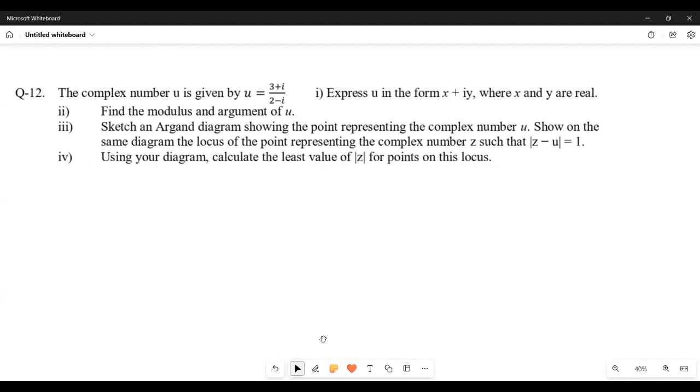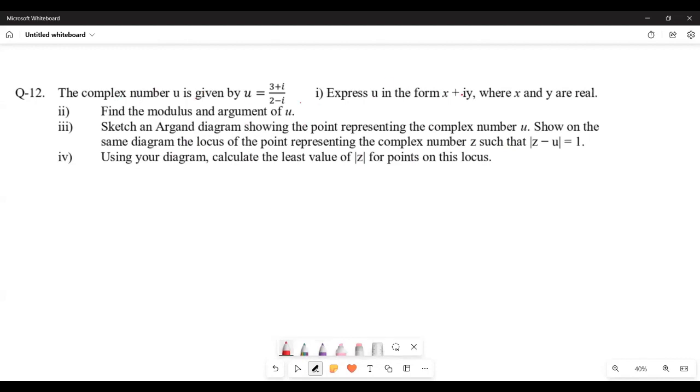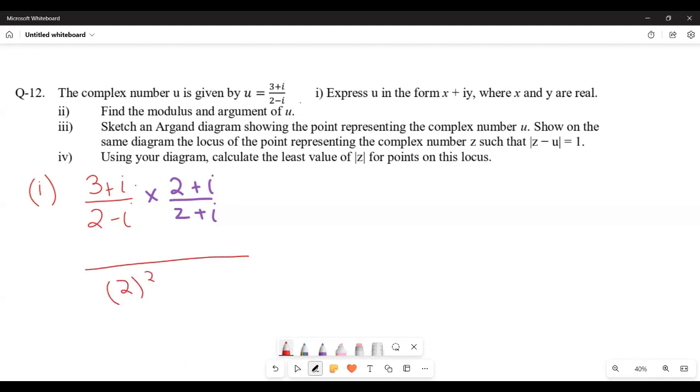Okay. So question number 12, which is the complex number u is given by this, express u in x plus iota y form. Let's quickly do that. U is 3 plus iota over 2 minus iota. We will multiply and divide with the conjugate pair, which is 2 plus iota and 2 plus iota. When we do this, we get rid of the iota term from the denominator and we get x plus iota y form.